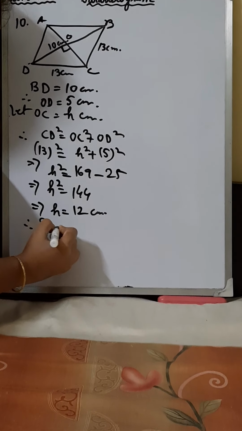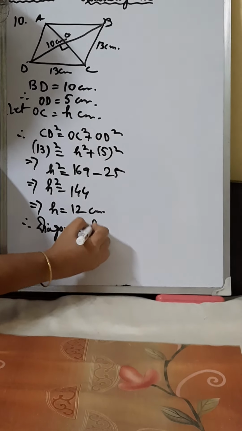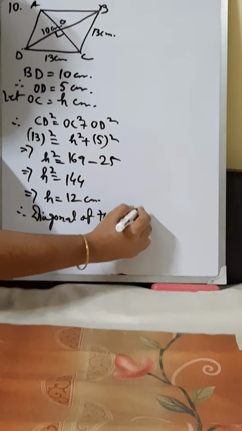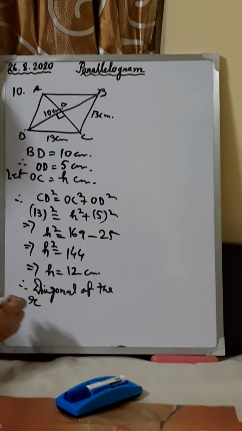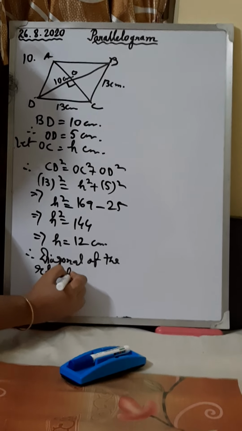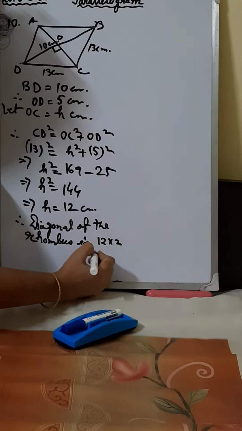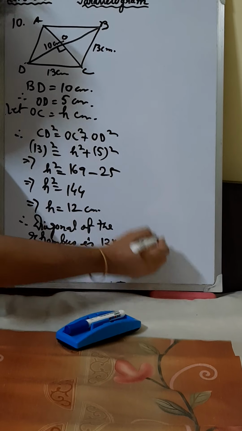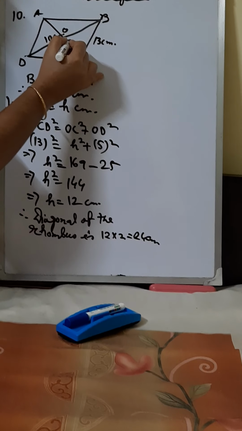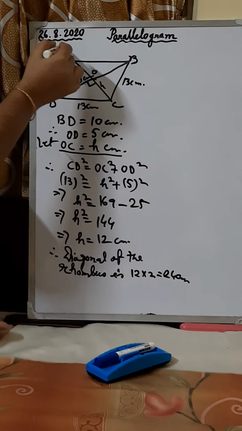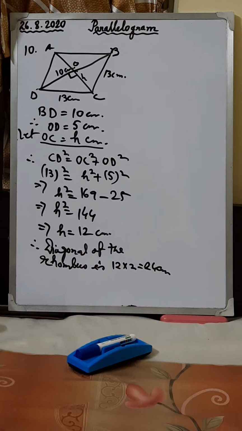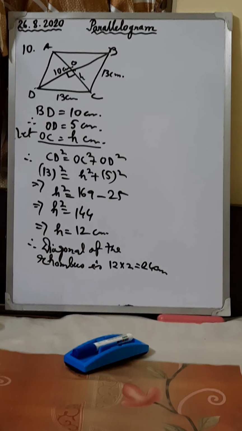Therefore, the diagonal of the rhombus is 12 into 2, that means 24 centimeter, because you know that we are taking OC equals 12. OC equals 12, so AC will be what? 12 into 2, that means 24 centimeter.